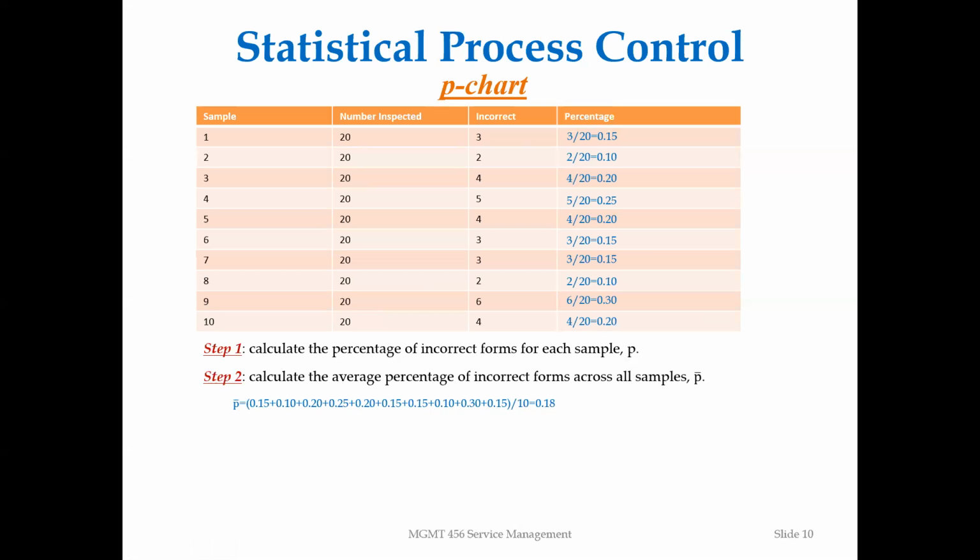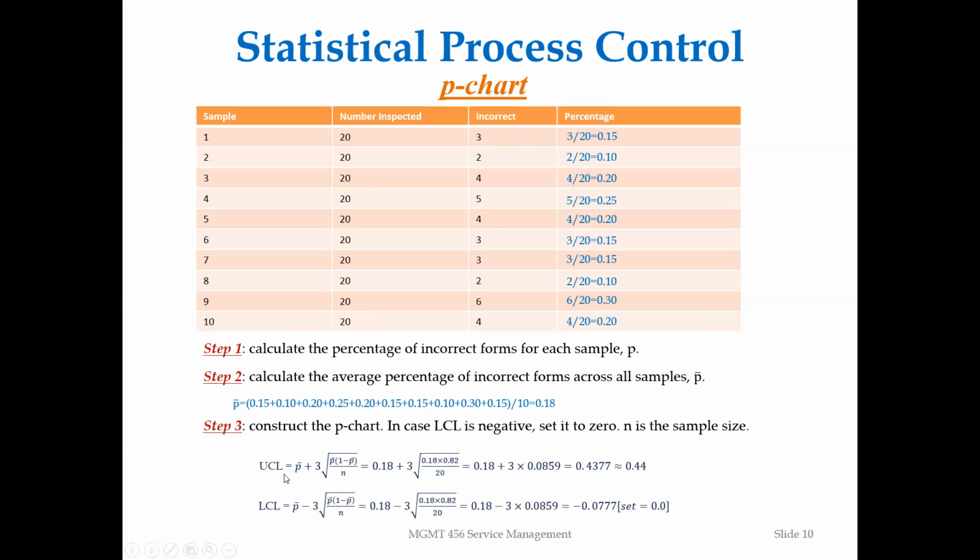Step 3, we want to construct the p-chart. We know for any control chart, we need a lower control limit and an upper control limit. For the p-chart, we have a special formula we can use. The upper and lower control limits are equal to p-bar, which is from step 2, plus or minus 3. Remember, this is always 3, regardless of any specific example.